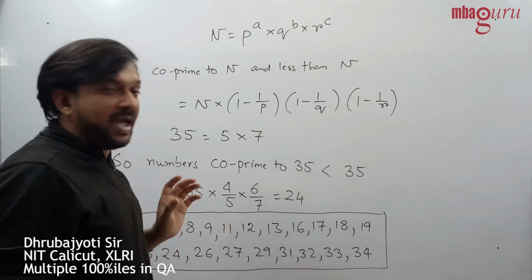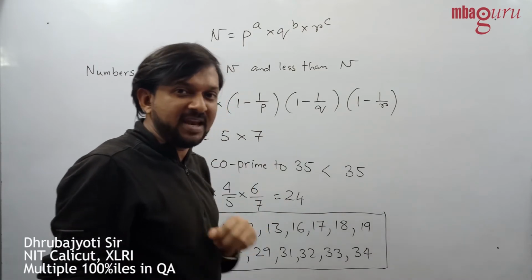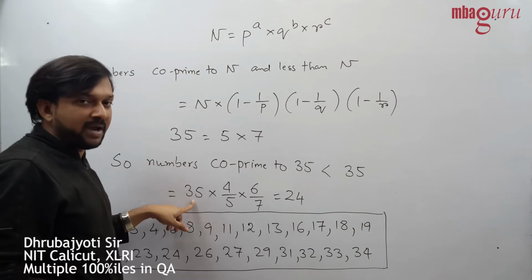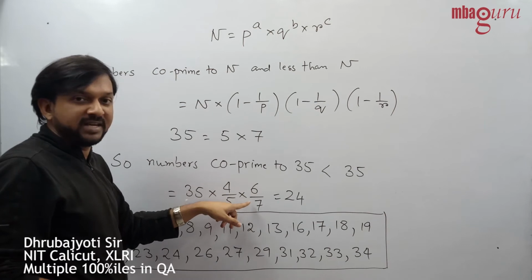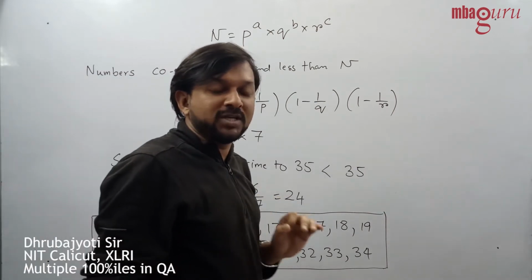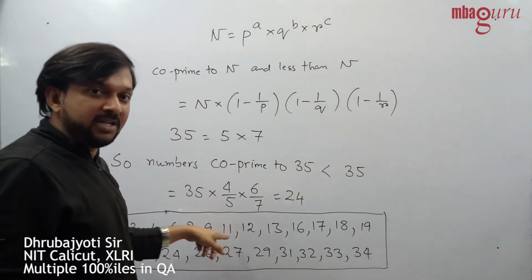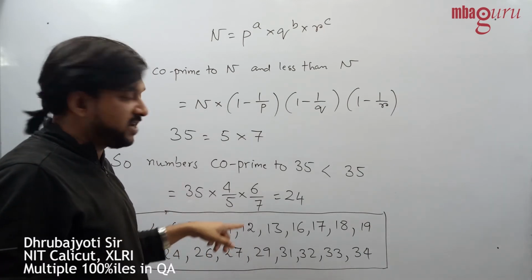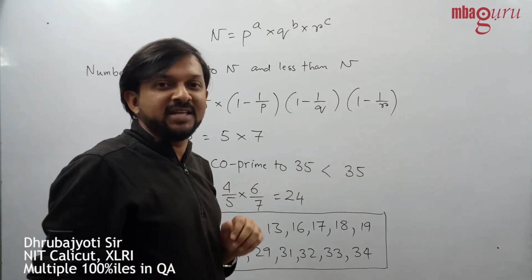And therefore, if I have to find out number of numbers which are coprime to 35 and less than 35, the way I should find out is, 35 should be multiplied with 1 minus 1 by 5, that is 4 by 5, into 1 minus 1 by 7, that is 6 by 7, or in other words, there will be total 24 numbers which are coprime to 35 and less than 35. Below this, I have listed down all the numbers which are coprime to 35 and less than 35, and you can check it out that there are total 24 numbers.